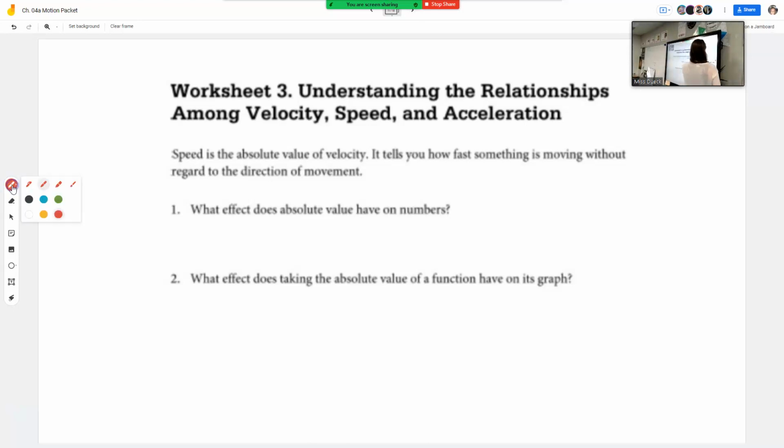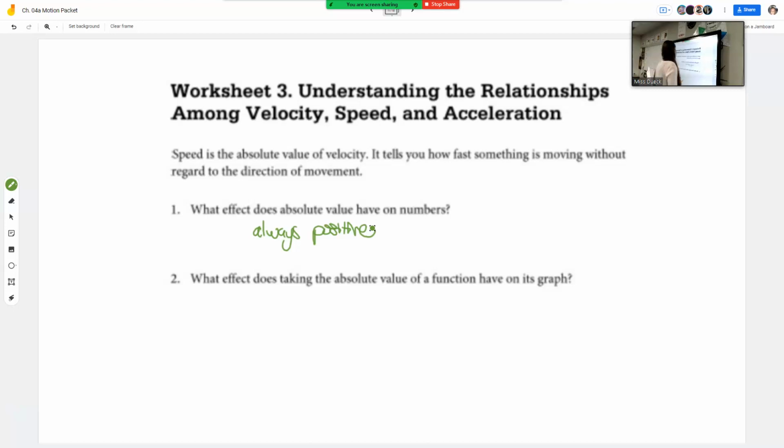Absolute value says old-fashioned. I know, I put them out of order. I'd rather show you guys the concept and then have us do the discovery. Absolute value says, I'll make everything positive.